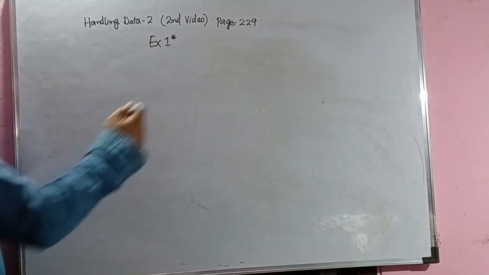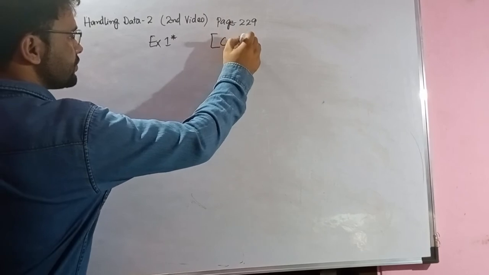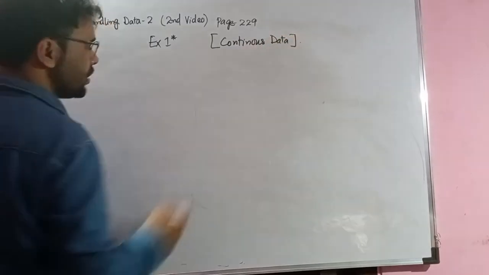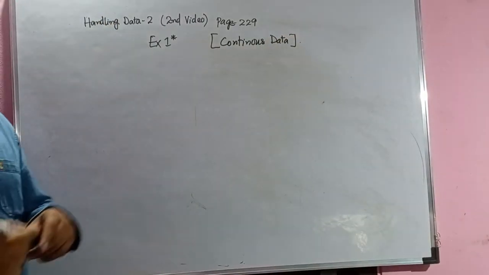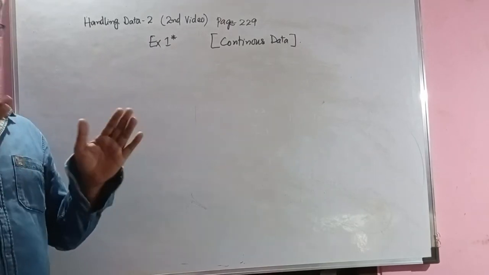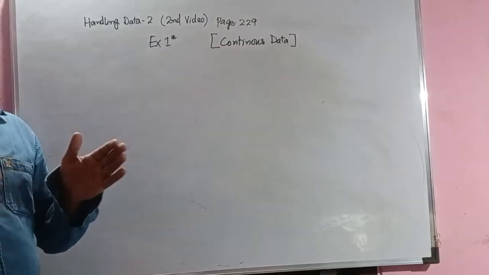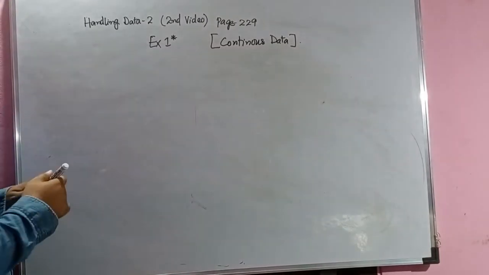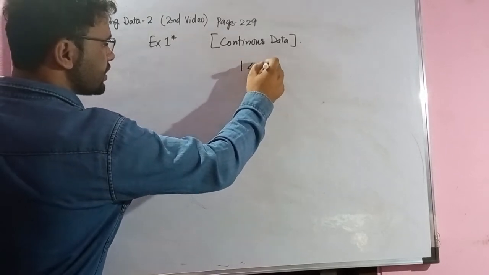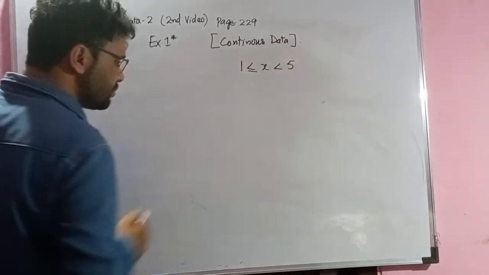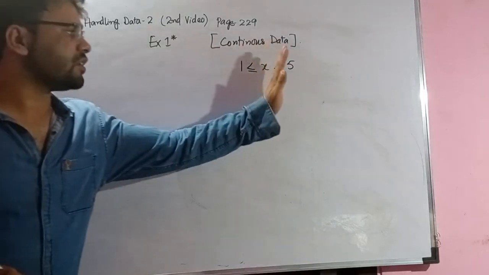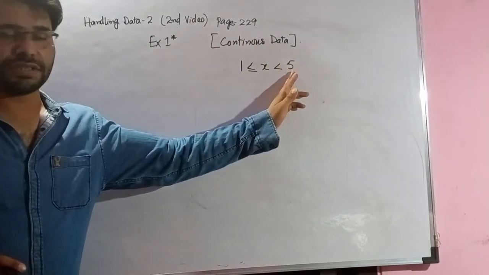Here we will be dealing with continuous data. What is continuous data? It does not have a specific value. Every time we will be having a class, that means the value of that quantity will be in that class. Like if I have the class 1 ≤ x < 5, it means this class contains all the values. There is the upper limit and the lower limit. 5 is the upper limit, and this is the lower limit.